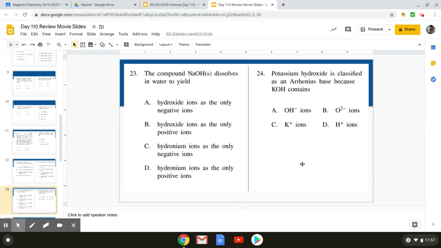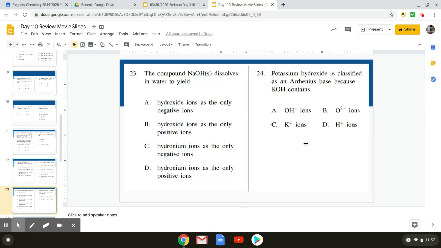For 23, the compound sodium hydroxide dissolves in water to yield, well, it's a base. It ends in OH, Arrhenius theory. You're a base, so you're going to have hydroxide ions, and that's a negative ion, OH minus. So choice A was your answer there.